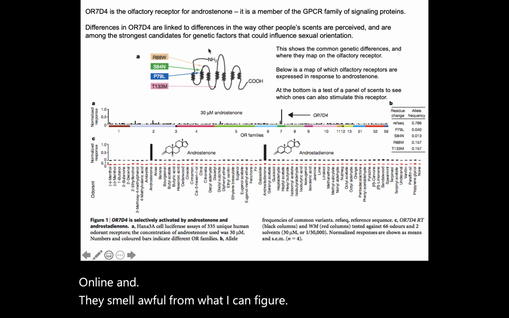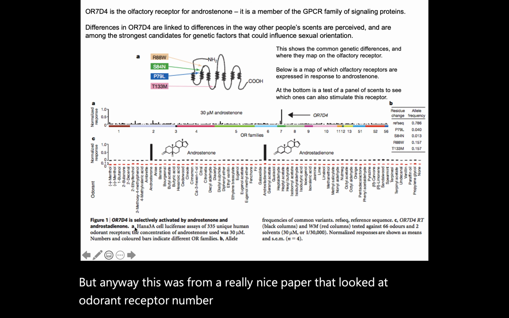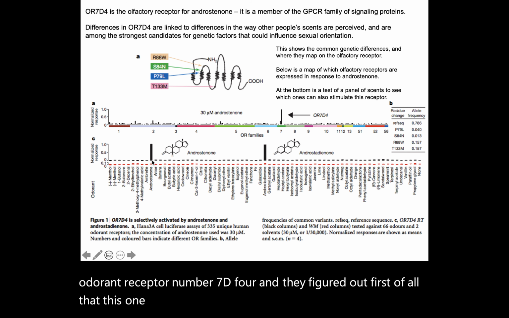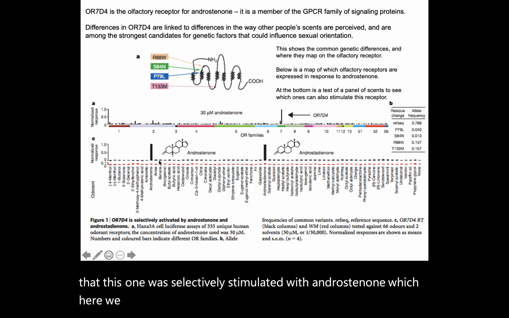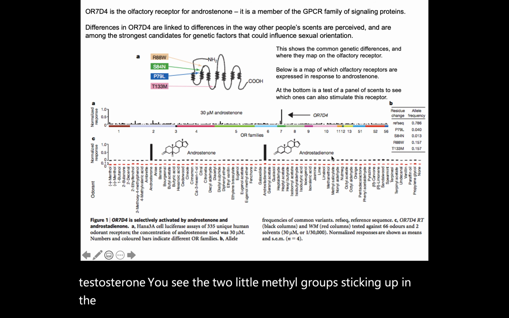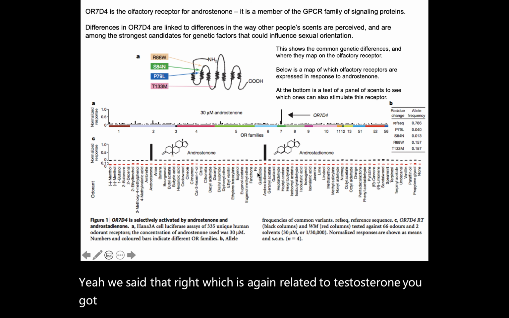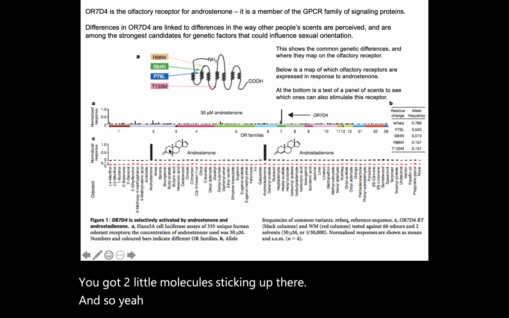But anyway, this was from a really nice paper that looked at odorant receptor 7D4, and they figured out, first of all, that this one was selectively stimulated with androstenone, which here we go, and it's one of these steroids related to testosterone. You see the two little methyl groups sticking up in the air. And androstadienone, yeah, we said that right, which is again related to testosterone. You've got the two little methyl groups sticking up there, and the double bonded oxygen for extreme double bonding down here. There you go.